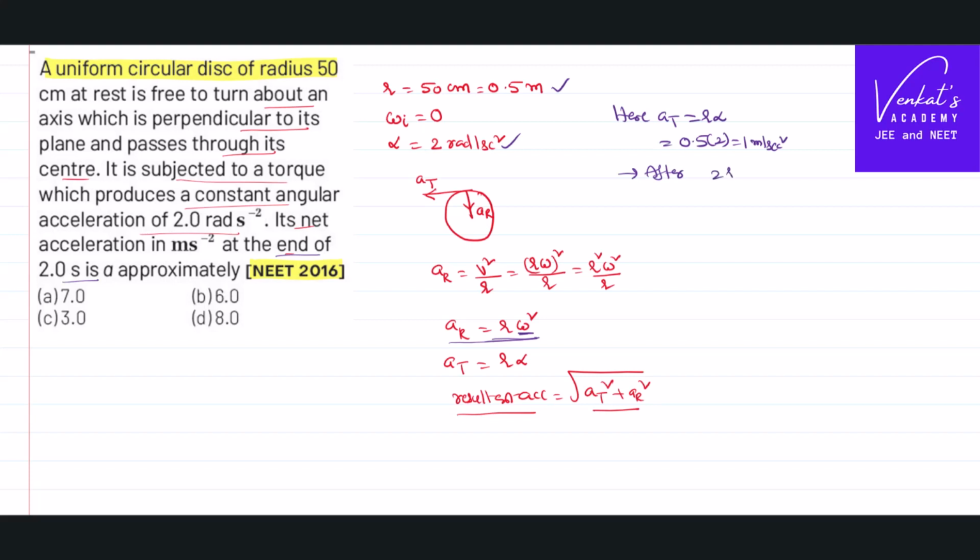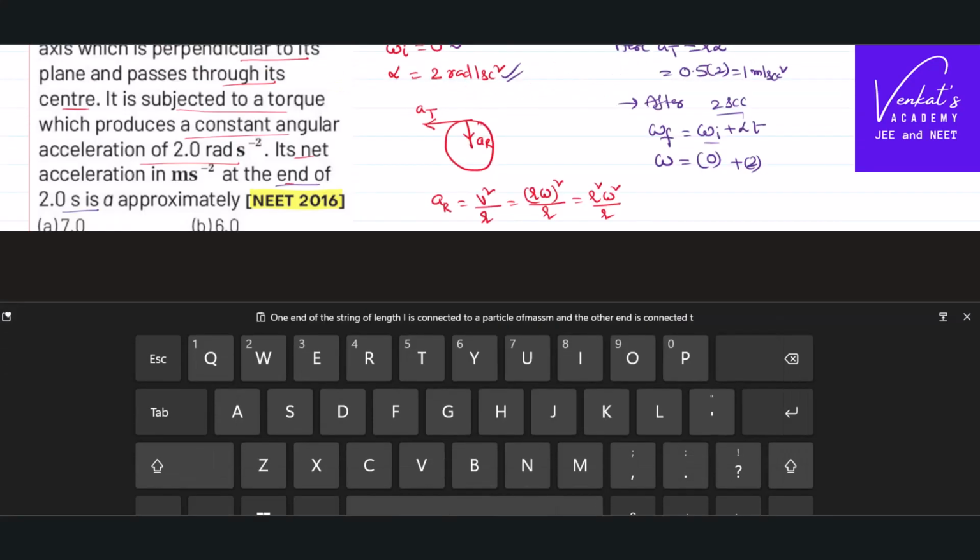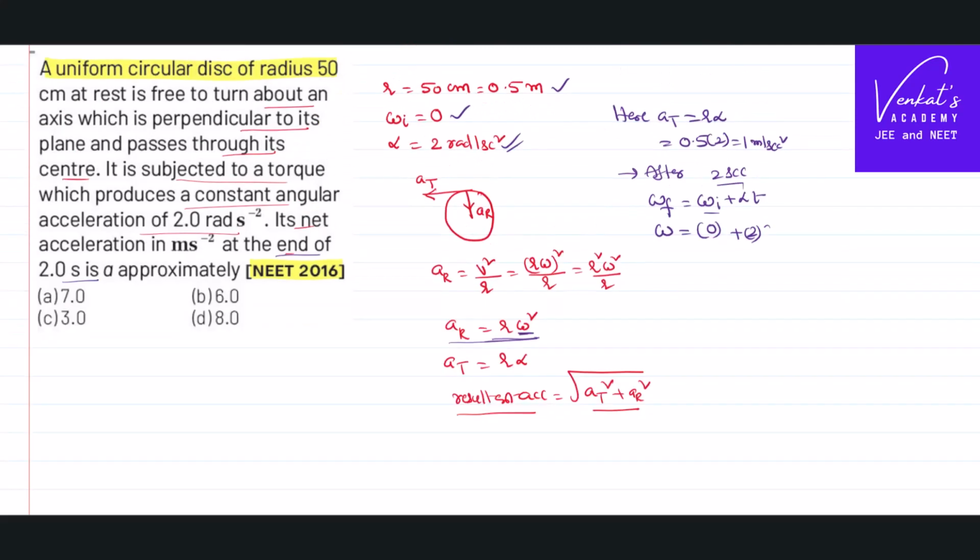after 2 seconds what is its angular velocity. I can use the formula omega final equal to omega initial plus alpha t. This is similar to v equal to u plus at in translatory motion. Omega final equal to omega initial, which is 0 because we said it started from the state of rest, plus alpha, which was given as 2, times t, which is also 2. So omega equal to 4 radian per second.